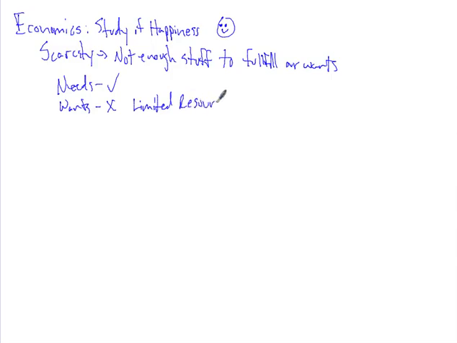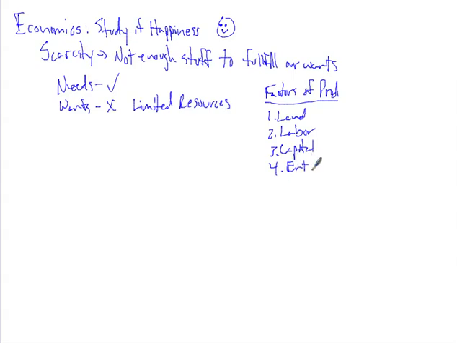resources. Again, just a reminder, those limited resources are what they call the factors of production. The factors of production are land, labor, see if you can remember them, the third one's capital, and entrepreneurship.